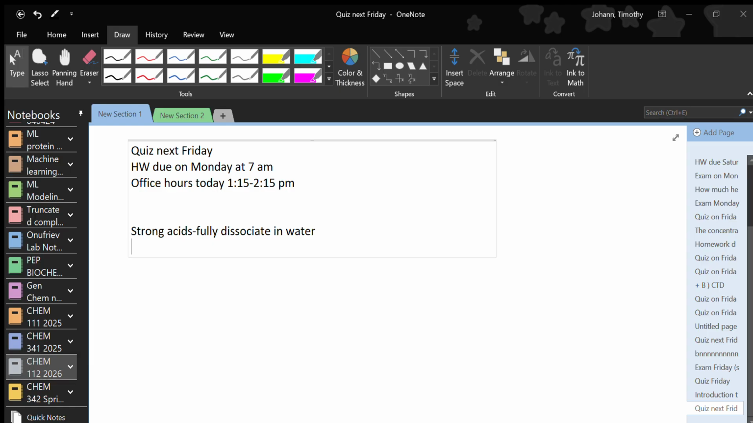Okay, then we have weak acids. Okay, they mostly don't dissociate in water. In other words, that hydrogen, the acidic hydrogen, the acidic proton, the H plus, stays on the acid for the most part. Okay, and we're going to talk about polyprotic acids. And they have more than one proton that can dissociate.